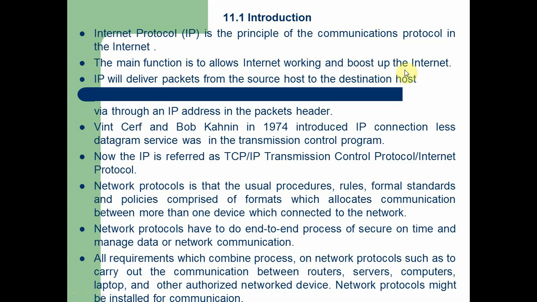So what does the IP do? The IP protocol will deliver packets from the source to the destination place via IP address. What is an IP address? Whenever we connect any computer to the internet, a unique number is allocated for that particular computer worldwide. That unique number is called the IP address. Depending upon that number only the internet can work. That is called the IP address.